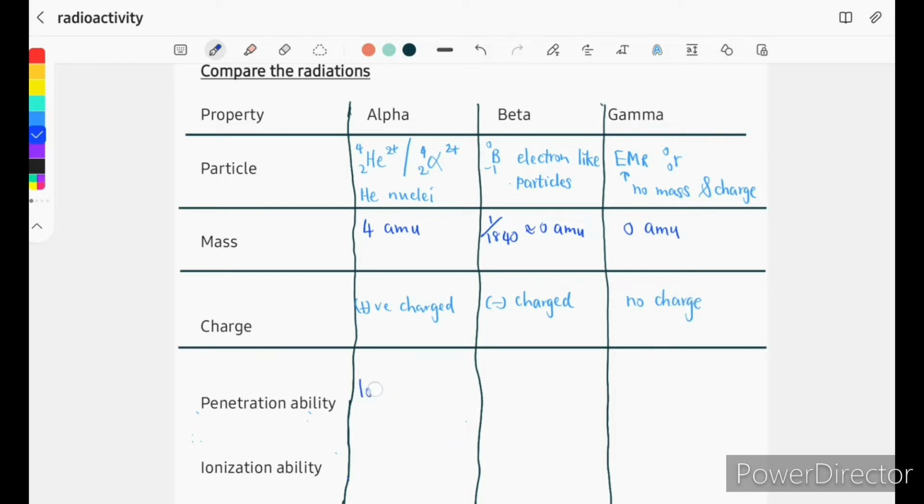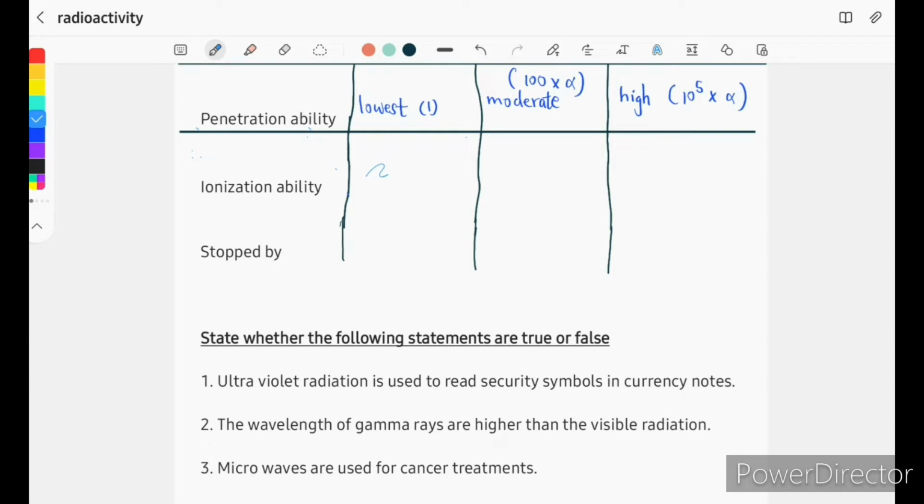Penetration ability of alpha particle is at the lowest point. Penetration ability of beta particle is moderate. Penetration ability of gamma particle is the highest. If the penetration ability of alpha particle is 1, penetration ability of beta particle is 10 to the power 2 times alpha, and penetration ability of gamma particle is 10 to the power 5 times alpha.